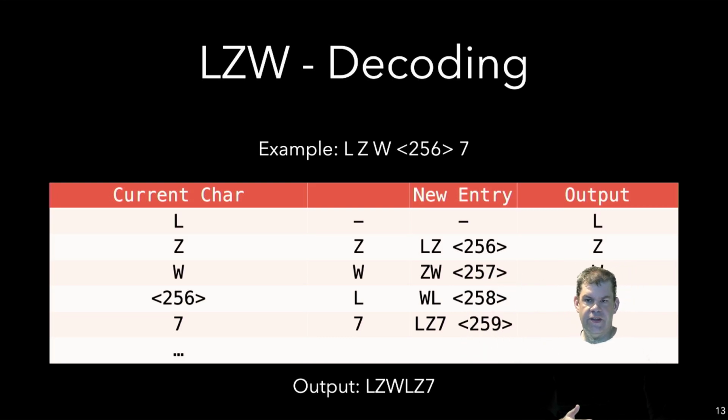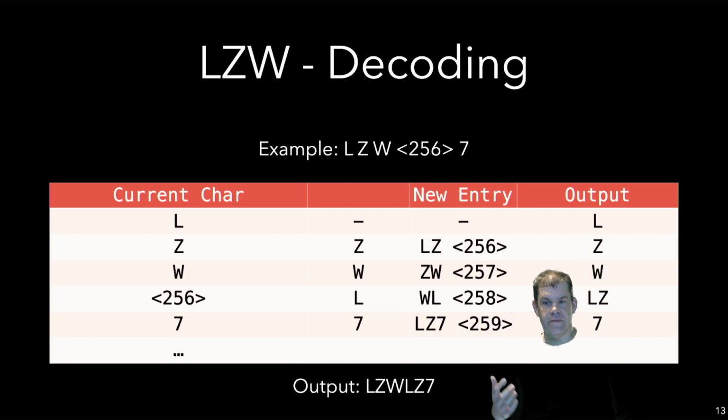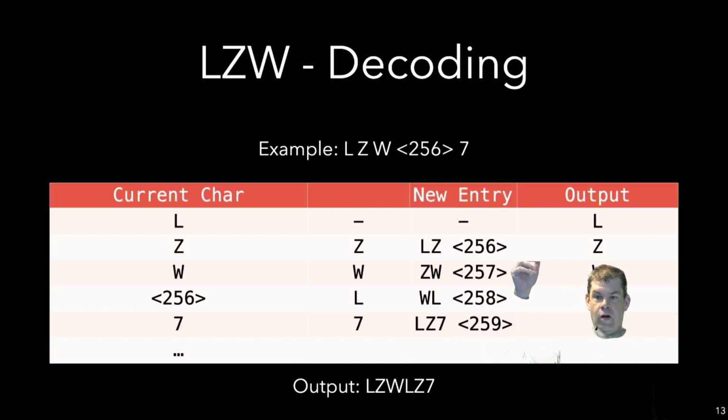Okay, first character does nothing else. Second character is a Z. Again, we output the Z, but now we again build from the last character and the current one a new entry in our codebook. Of course, the first 256 entries, from 0 to 255, are just the regular characters.